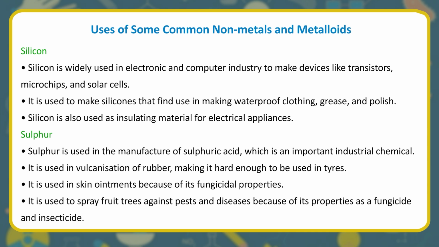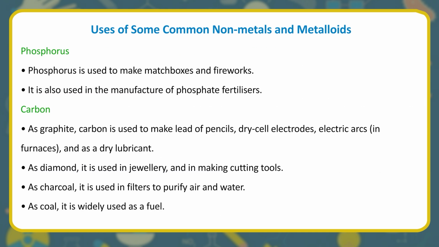Sulfur. Sulfur is used in the manufacture of sulfuric acid, which is an important industrial chemical. It is used in vulcanization of rubber, making it hard enough to be used in tires. It is used in skin ointments because of its fungicidal properties. It is used to spray fruit trees against pests and diseases because of its properties as a fungicide and insecticide.